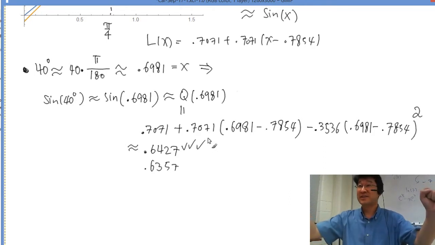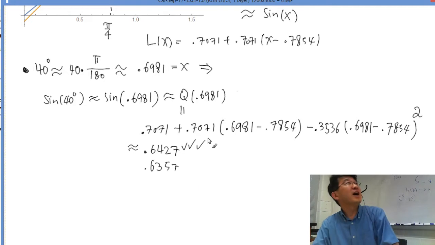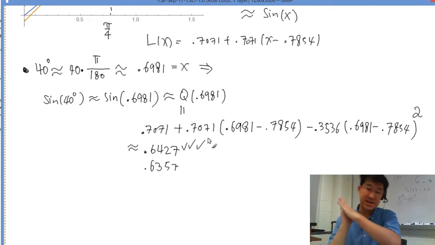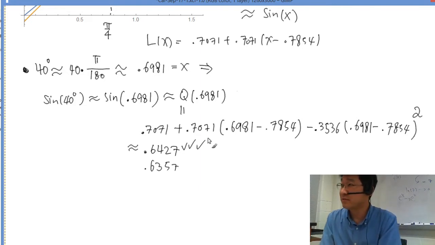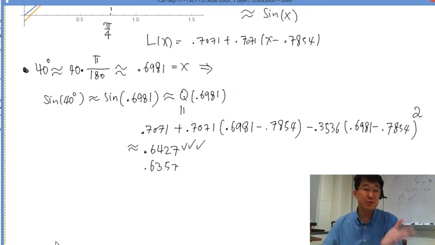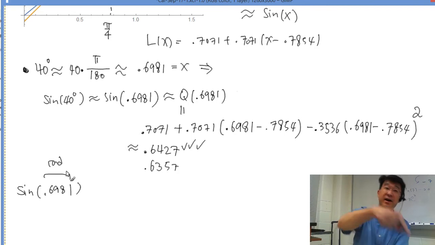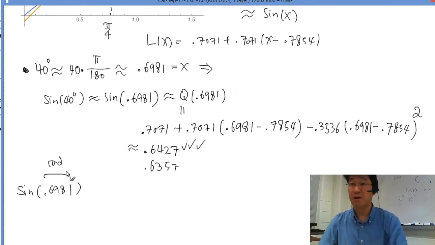Good? So sine 40 degrees is going to be 0.6427. Isn't that amazing? It's a moment of truth. Now I want you to use a calculator and actually type in sine of 0.6981 in radians. It should be in radians, right? Then the calculator is supposed to give you a similar number, 0.6357, no, sorry, 0.6427. Is that similar?